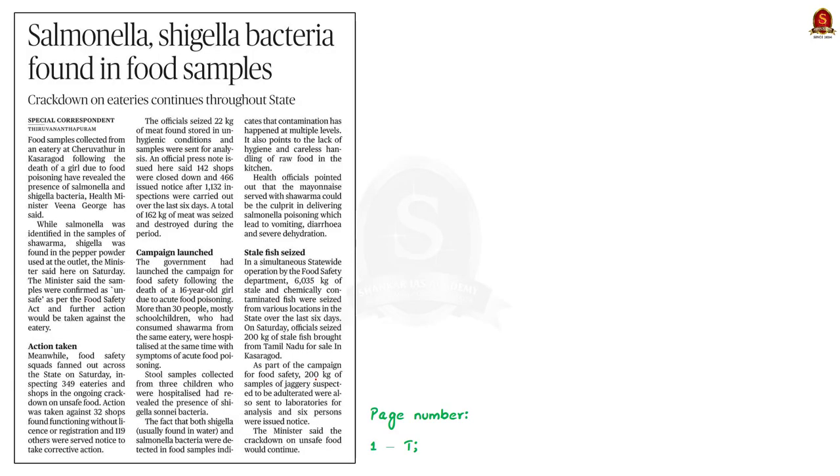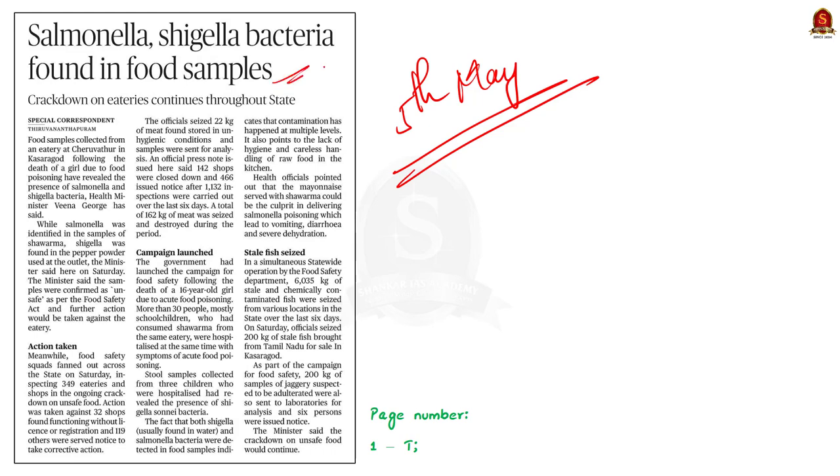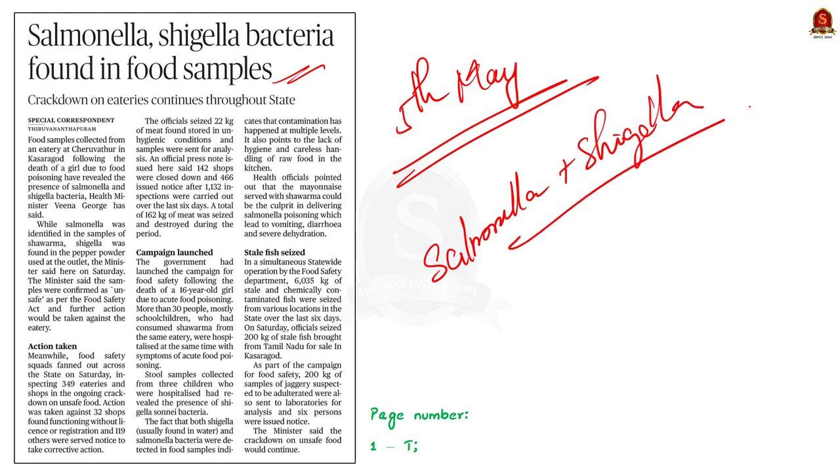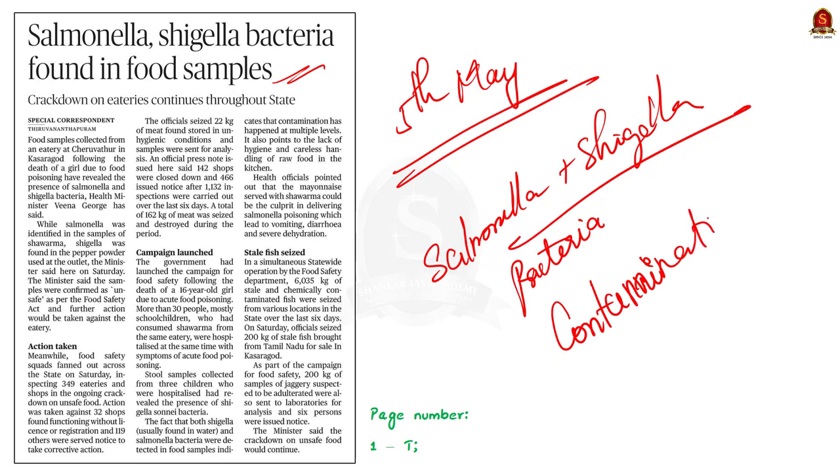Look at this final article here. See, on 5th May, we saw about food poisoning incident in Kerala, right? And this news article is an extension of that. See, the news article says that from the food samples accessed by the officials, it is found that there was presence of Salmonella and Shigella bacteria. The fact that both Shigella and Salmonella bacteria were detected in the food samples indicates that contamination has happened at multiple levels. And this is about the news article given here.